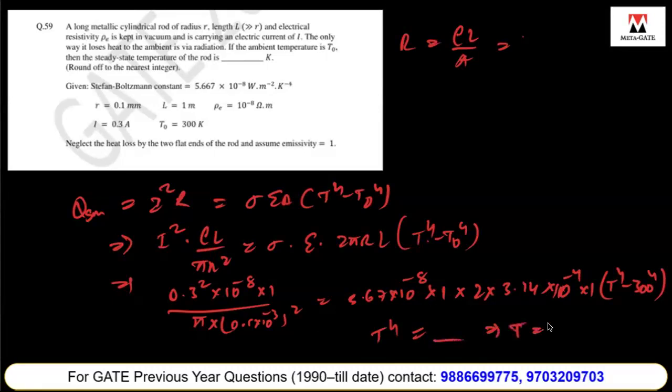the value, which implies T is equal to power 1 by 4. So it is 307 Kelvin. It is 307. As it is a very small thin wire, the ambient temperature and the heat loss by radiation, the final temperature reaches only 3 knots. Thank you.